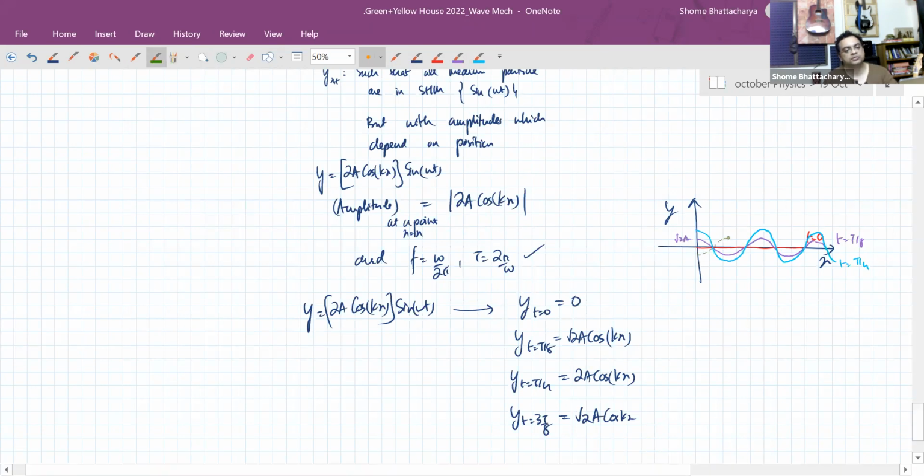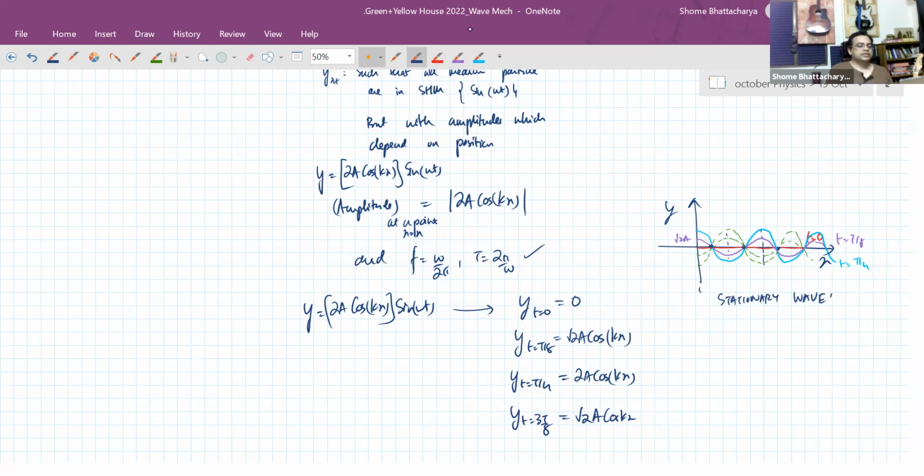So all the medium particles are doing SHM, but depending on where they are located, they have different amplitudes. You can see that these particles here have maximum amplitude, and these particles here have zero amplitude. They're not oscillating. That is why it is called a stationary wave pattern or a standing wave. Just note down this additional information.